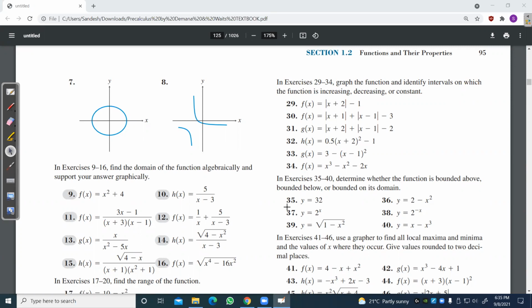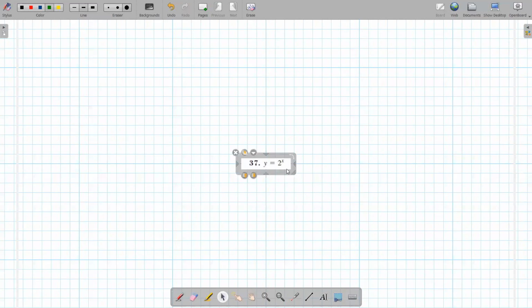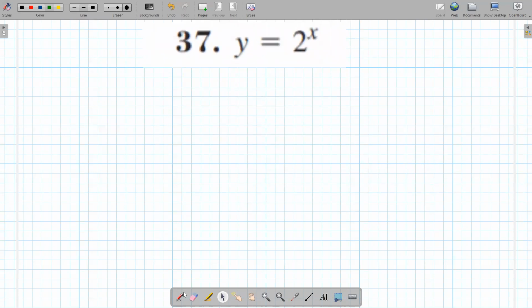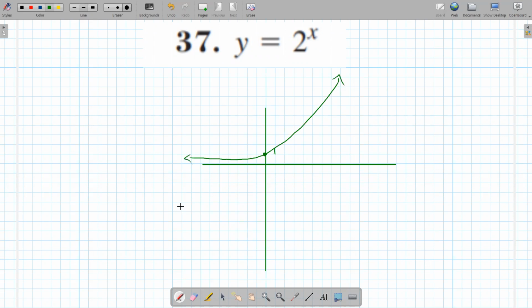What does it say? If it's bounded above, bounded below, or bounded on its... Oh yeah, this is easy. I know this. Y equals 2 to the power of x. You showed me how this looks. 2 to the power of x. So the parent function, you can graph that out. It's literally just the parent function. So it has a floor, which means it's bounded below.